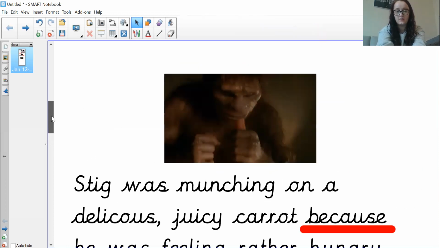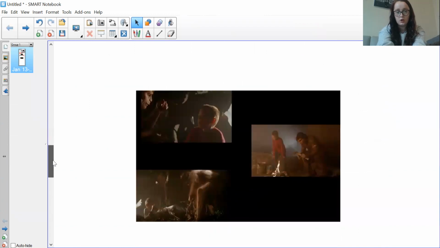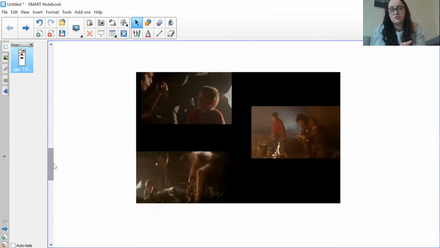Now, Miss Dunn has done this picture with you. You have 3 more pictures to have a go at. So what I'd like you to do is get the pictures. You don't need to draw them. You don't need to print them. You can if you want to, but I'd like you to really think about what's happening in each picture.